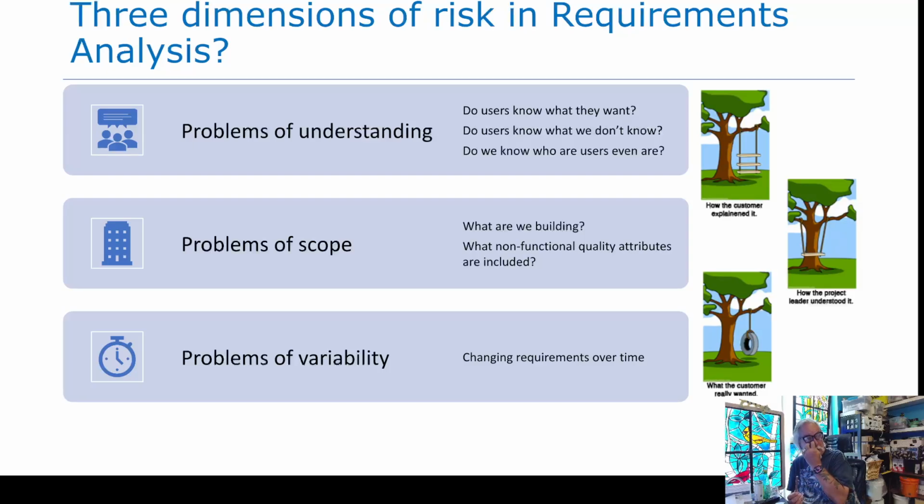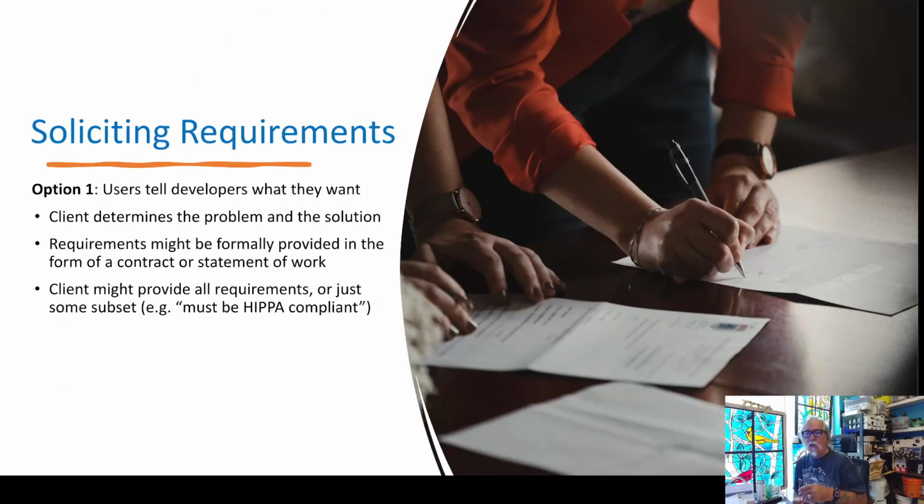Is the user going to change their mind? You know, the user's going to come back and look at your MVP and go, oh, that's not what we wanted. So there are these three dimensions of risk, which are understanding, scope, and variability. So what do we do?